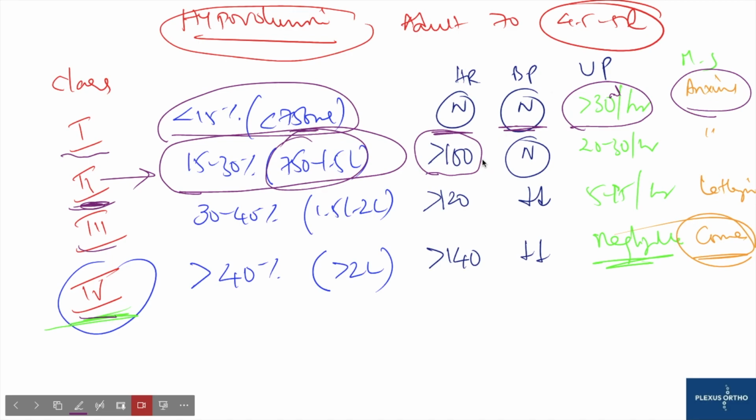So the heart rate increases to more than 100. The blood pressure is still maintained normally. The urine output is 20 to 30 milliliters per hour, and the patient is anxious and a little bit irritable.